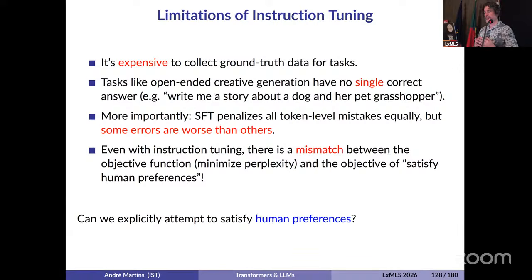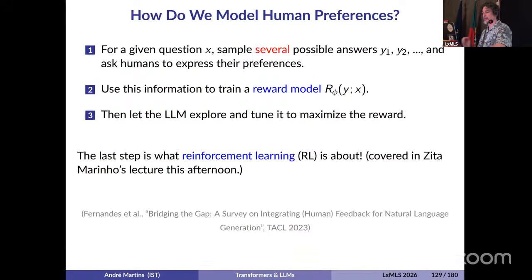And finally, there is yet another problem, which is that even with instruction tuning, there is a mismatch between the objective function that we use in SFT, which is minimizing perplexity or cross entropy, and the objective of satisfying human preferences. And so at this point, people start thinking about, okay, how can we explicitly try to satisfy human preferences? If you want to have an assistant that interacts with people, that's what we should think about. And so an effective recipe goes like this.